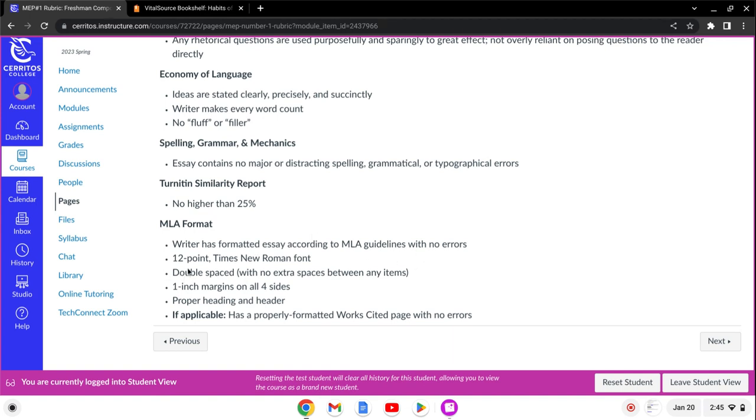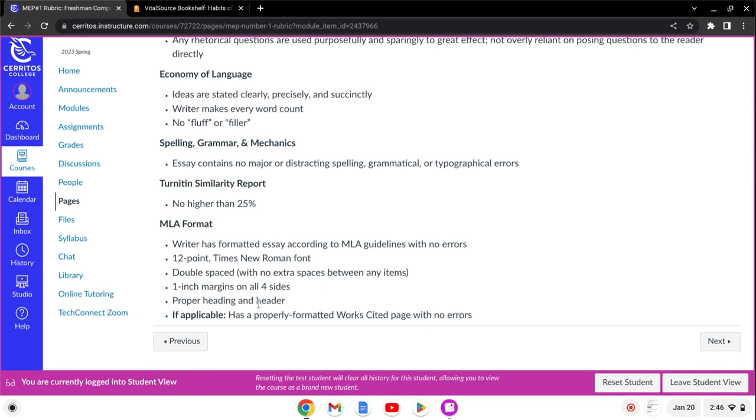Pay attention to these things. 12-point Times New Roman font, double spaced. So double spaced, no extra spaces between any items. So that includes between paragraphs. You don't need to add extra spaces between paragraphs. Just the whole document is double spaced. And then 1-inch margins on all 4 sides. Top, bottom, left, right, only 1 inch. And then a proper heading and header.